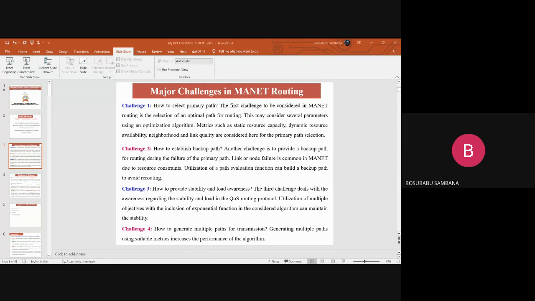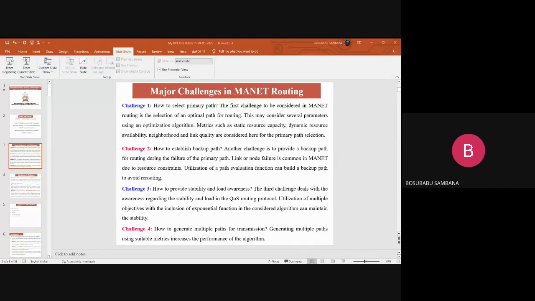The next challenge is how to generate multiple paths for transmission during data transmission. This is the main thing. The first is how to select the primary path. The first challenge to be considered in MANET routing is selection of an optimal path, due to various metrics such as static resource capacity, dynamic resource availability, neighborhood connectivity, and link quality, which are considered for primary path selection.